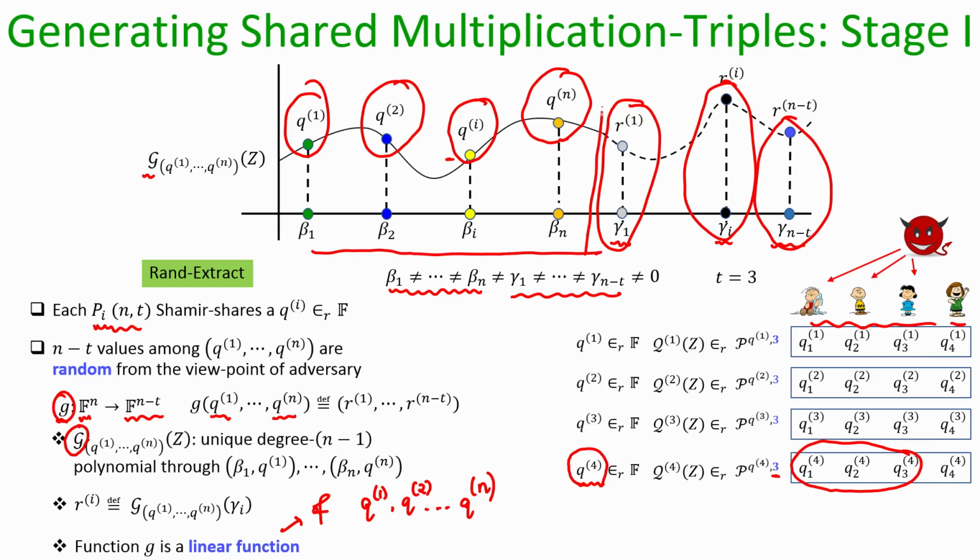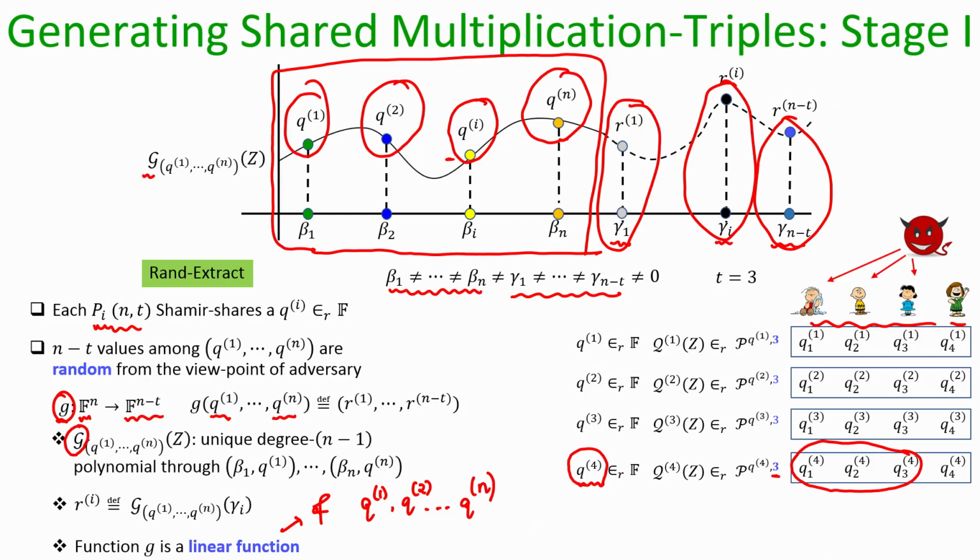already a polynomial of degree n minus 1 passing through n distinct points, then computing new points on the same polynomial is a linear function of the old points of the same polynomial. So, the points beta 1 q 1, beta 2 q 2, beta n q n, they are the old points on your g polynomial, and the points gamma 1 r 1, gamma i r i, gamma n minus t r n minus t, they are the new points on your g polynomial.